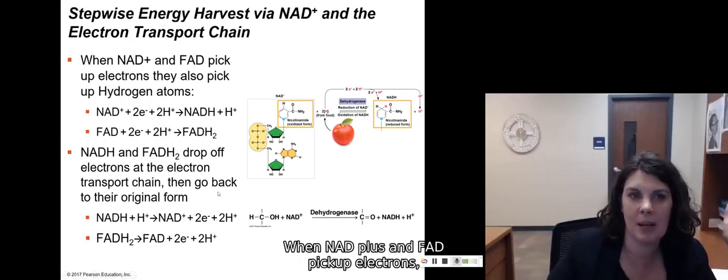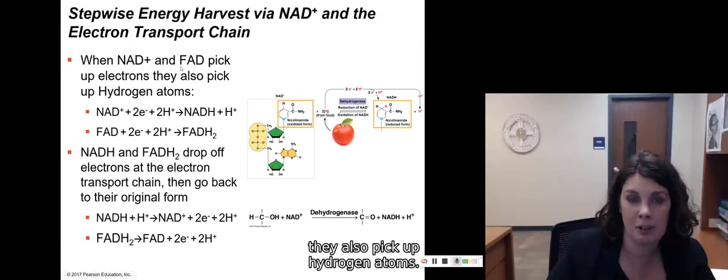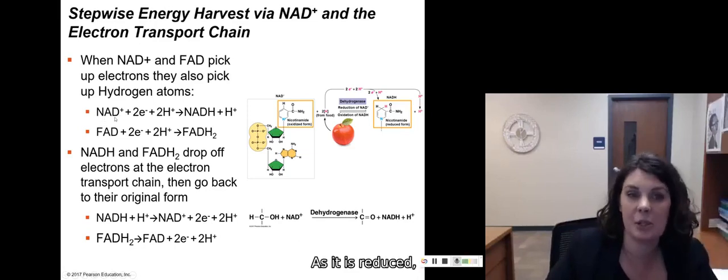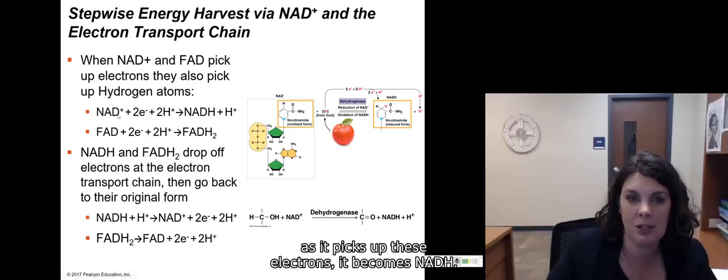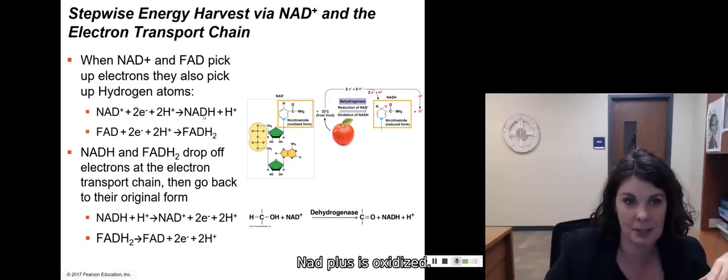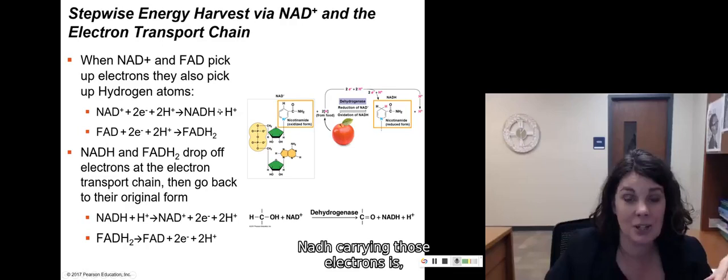Okay. When NAD plus and FAD pick up electrons, they also pick up hydrogen atoms. So NAD is going to be the oxidized form, NAD plus. As it is reduced, as it picks up these electrons, it becomes NADH. Okay, so NAD plus is oxidized. It picks up electrons. Now it's reduced as NADH.